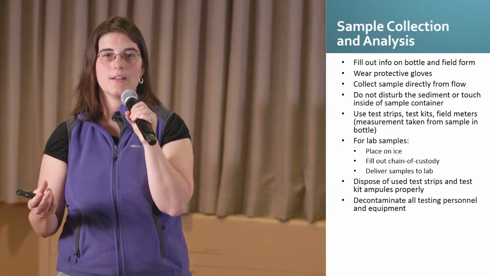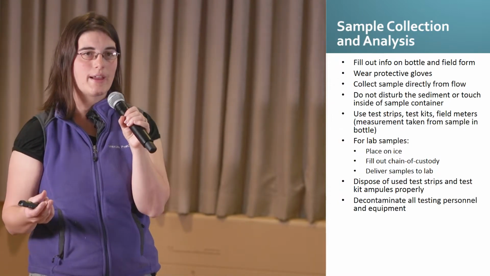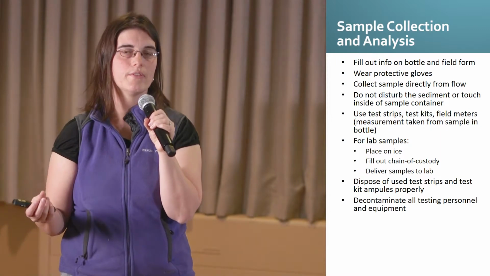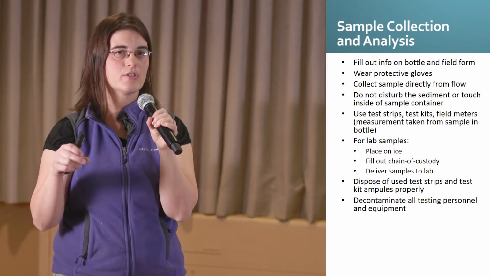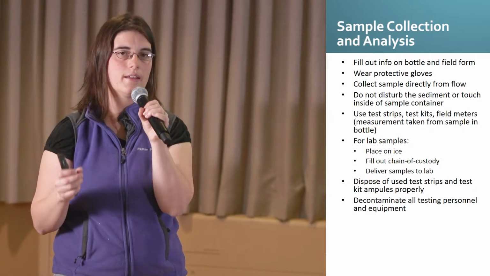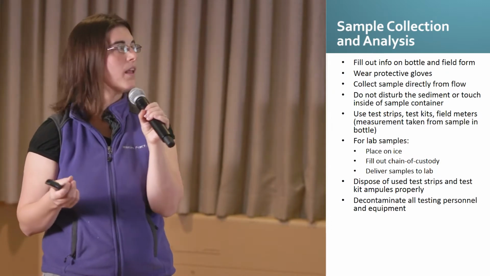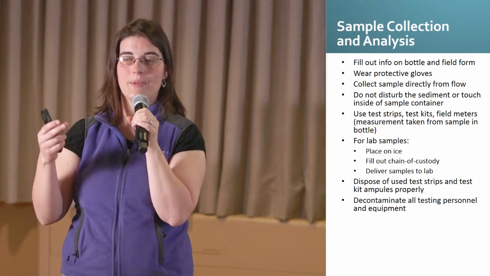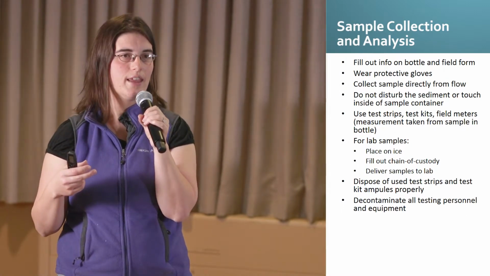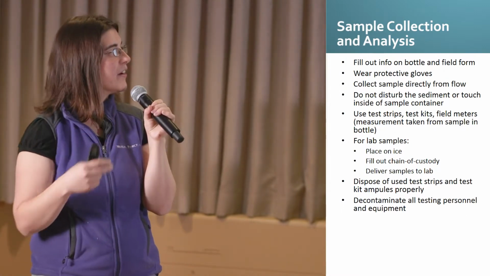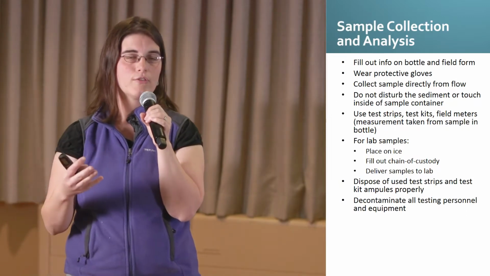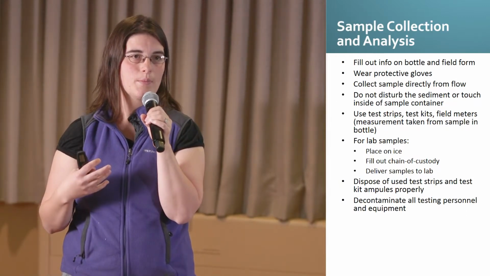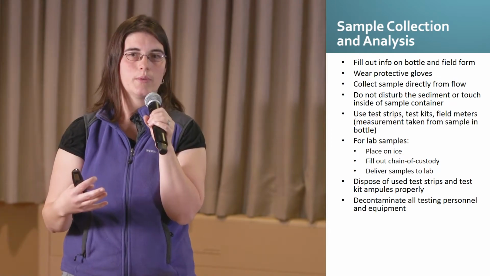So the sample bottle, as I mentioned, for the indicator bacteria comes pre-filled with a preservative, and it's pre-sterilized. So you want to make sure that you don't touch the rim or the inside of the bottle. And you don't want to rinse that bottle out before filling it because it has the preservative in it. But for the other parameters, it's helpful to rinse the bottle a couple times with distilled water, then rinse it once with your sample, and then take your actual sample.